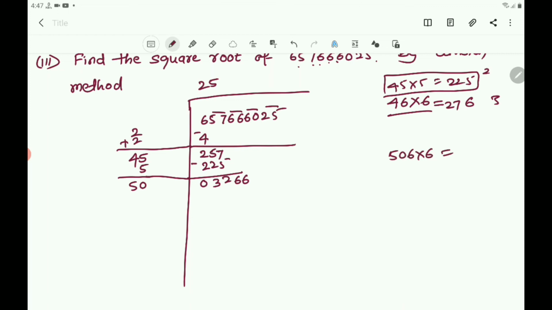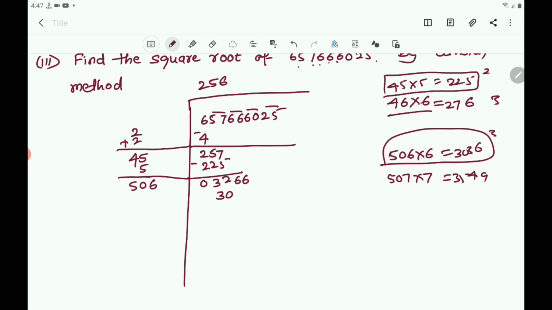It becomes 6 6s are 36. 0 means 36. 5 6s are 30 you got. If you put 7, it becomes 7 7s are 49, 35 you will get, 3549 you will get. Therefore you take this only, 6 into 6, and it is how much? 3036. Right here and subtract.